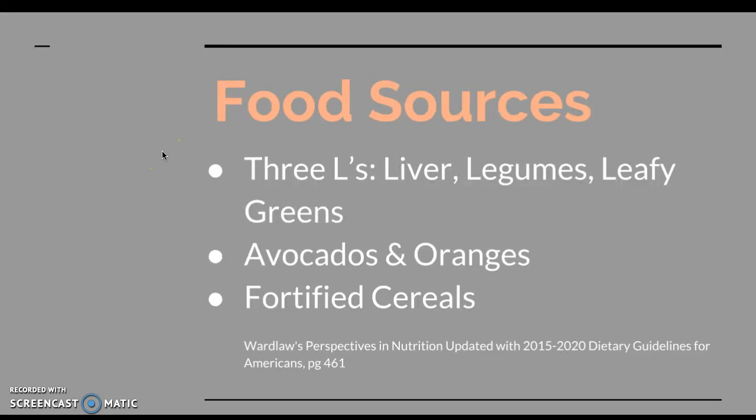Some food sources of folate are liver, legumes, and leafy greens. Those are the three main sources that are just jam-packed with folate. And then some other food sources that we can find folate in are avocados and oranges. And then also there are many cereals that have been fortified with folate so that we can also get some folate from those if we aren't partaking of these other foods.